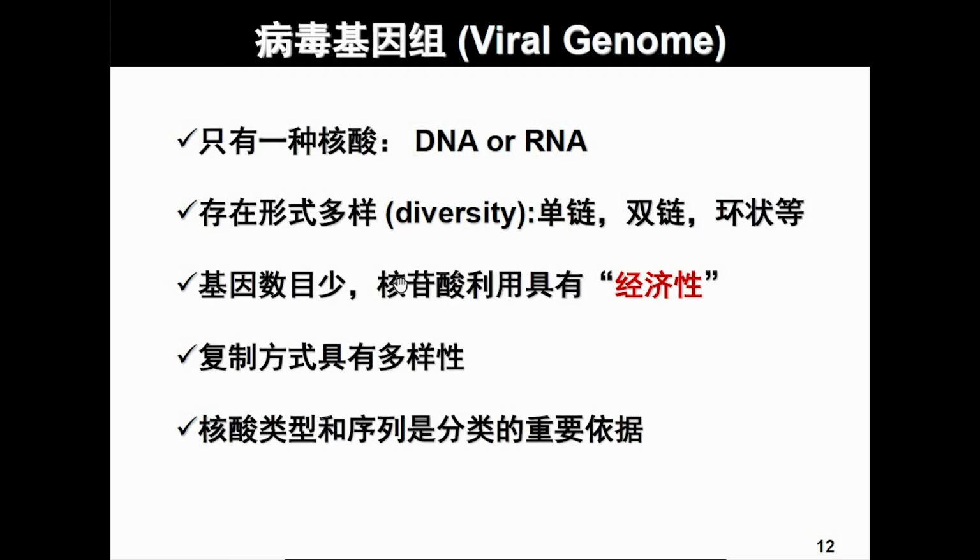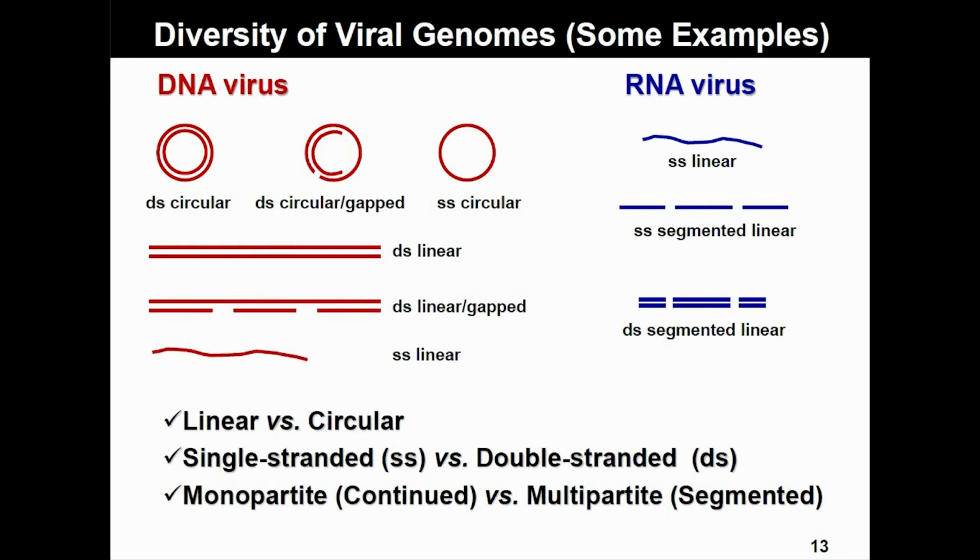So what are the characteristics? In a virus there is either DNA or RNA, and the diversity is like single stranded, double stranded, linear, circular. Another point is economical. That means it will use the fewest possible genes for more multifunction, that is called economical, like a minimalism kind of thing. Then there is the replication mode, and it is classified on the basis of the first one, that is DNA or RNA or its sequence, different kinds. So now let's see the classification.